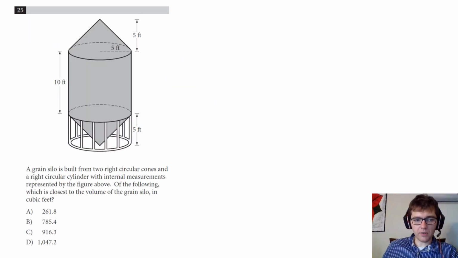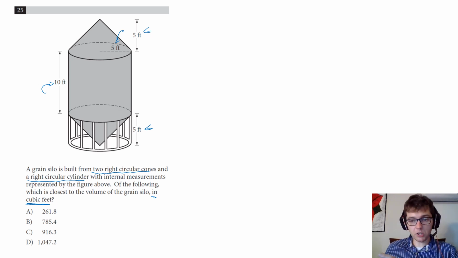Problem 25. A grain silo is built from 2 right circular cones and a right circular cylinder, with internal measurements represented by the figure above. Of the following, which is the closest volume of the grain silo in cubic feet? Okay, so first thing to start off, they're looking for the answer in cubic feet. You see that all the measurements given are in feet conveniently, so there's not going to be any sort of unit conversion to worry about here.